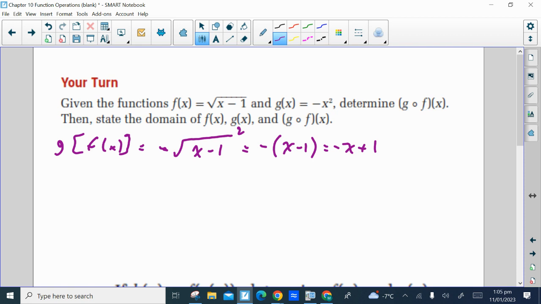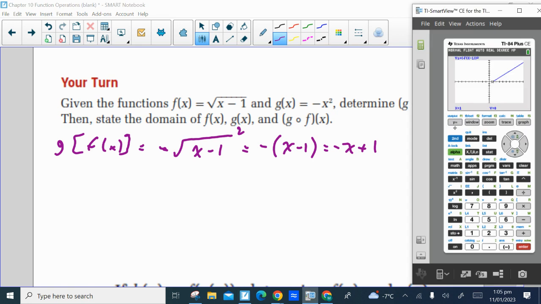Negative root of x minus 1 squared. So let's look at that in our calculator and see what it looks like. So negative, and then we'll have the root of x minus 1, and that's squared. When you graph it, there's restrictions there. This graph will start at x equals 1. If we go to the trace mode and we let x equal 1, that's where it starts.